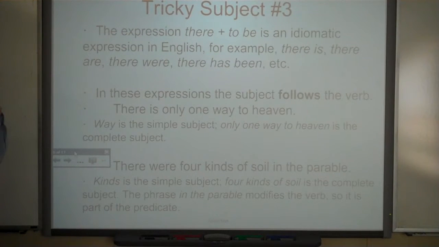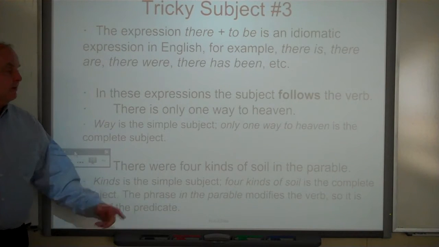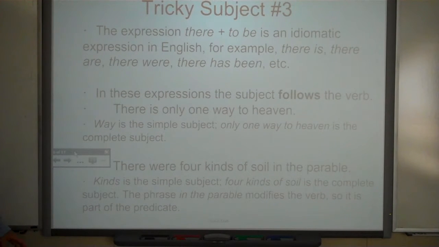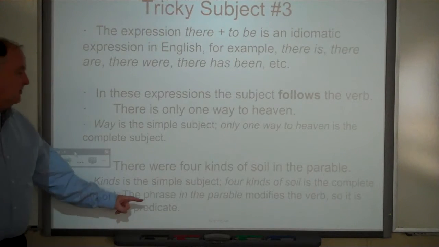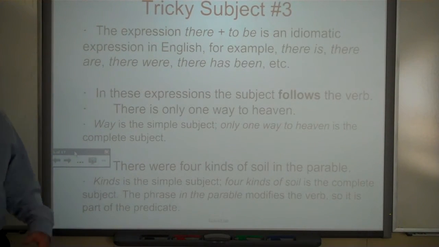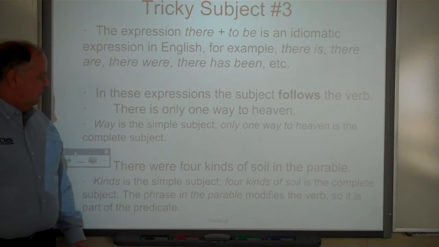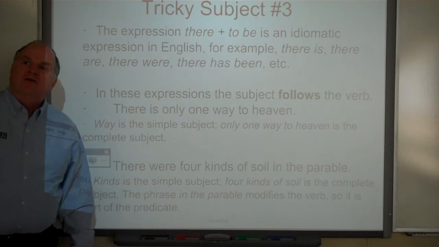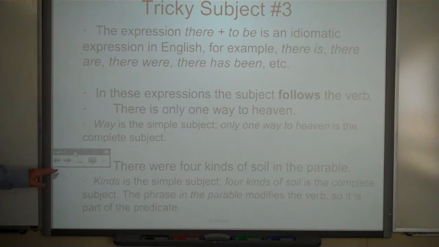Let's move to this one. There were 4 kinds of soil in the parable. Kinds is the simple subject. 4 kinds of soil is the complete subject. The phrase in the parable modifies the verb. It answers the question where. So it's part of the predicate. But again, there were is followed by the subject.